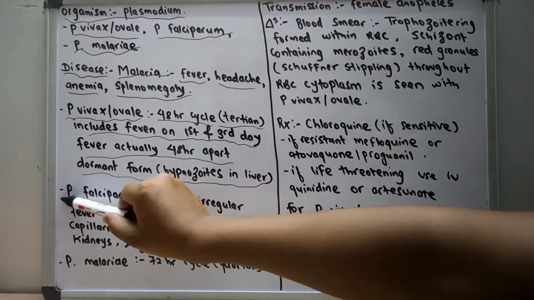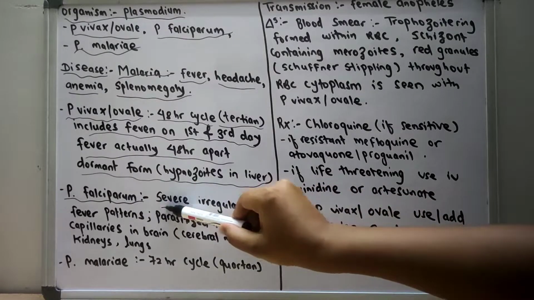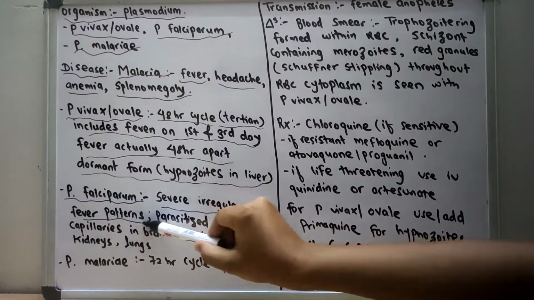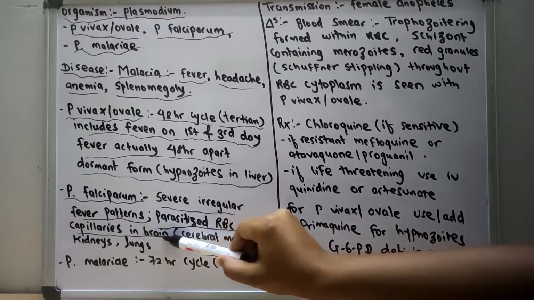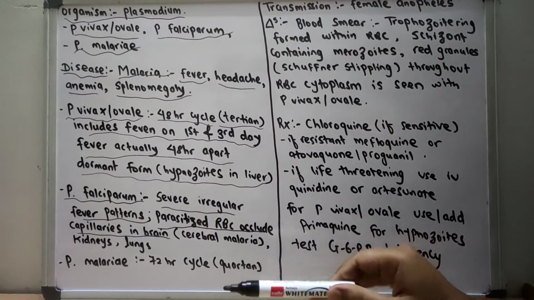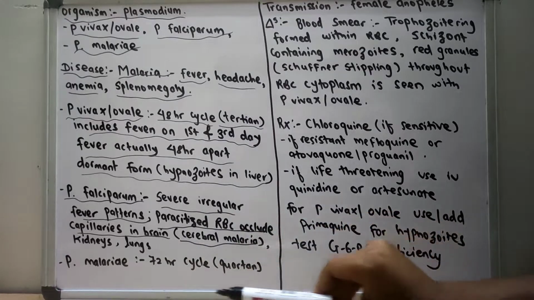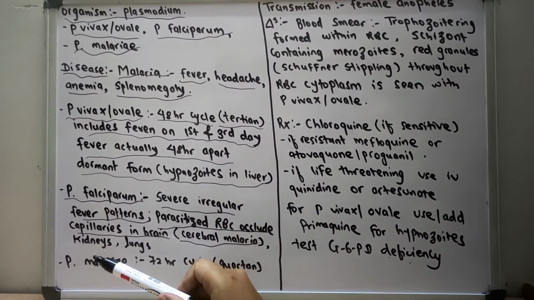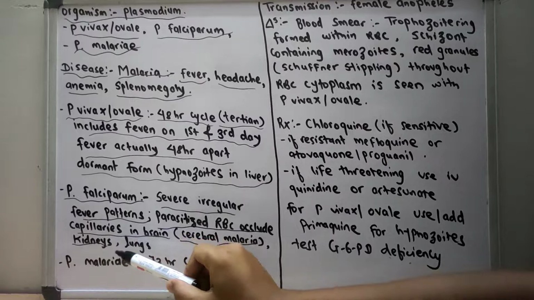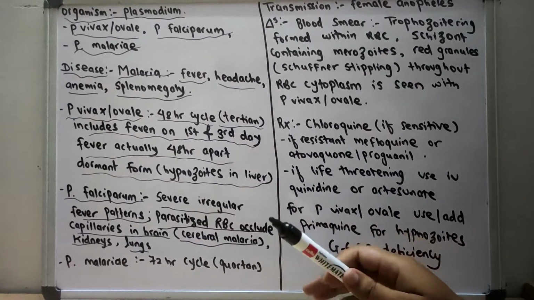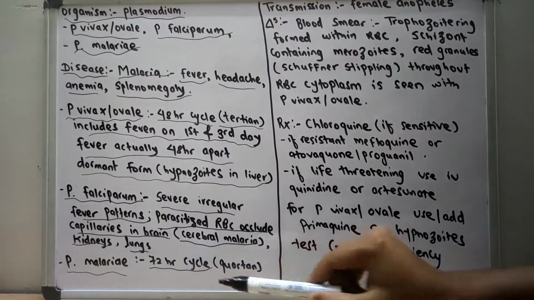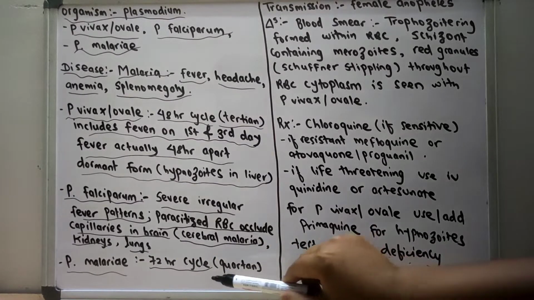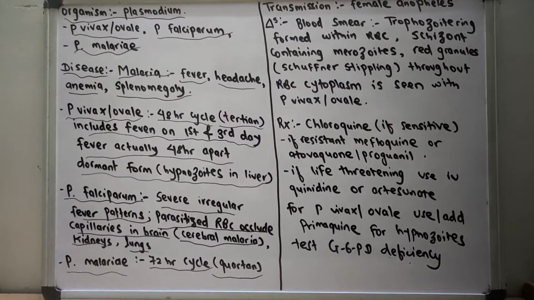So in Plasmodium falciparum we see severe irregular fever patterns. The parasitized RBCs occlude the capillaries in the brain, and the symptom we see is cerebral malaria. Also, the parasitized RBCs can occlude the kidney and lungs, and can damage those organs. Plasmodium malariae has a 72-hour fever cycle that we call quartan fever.